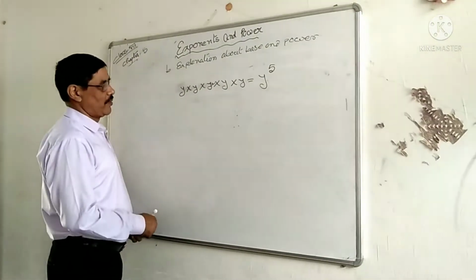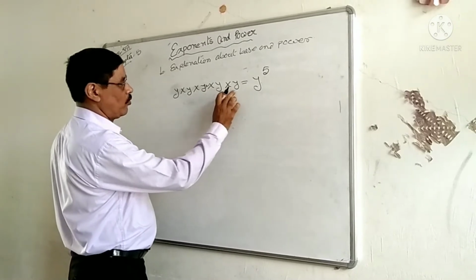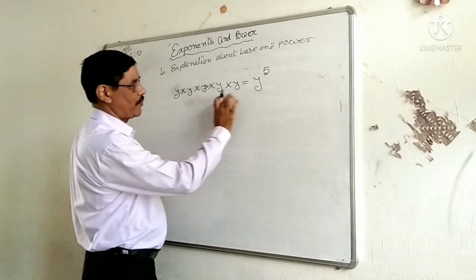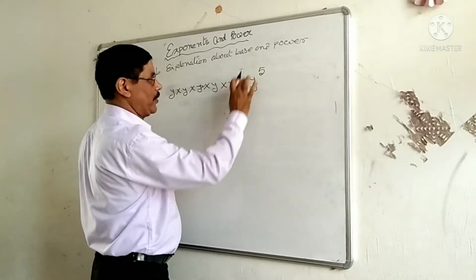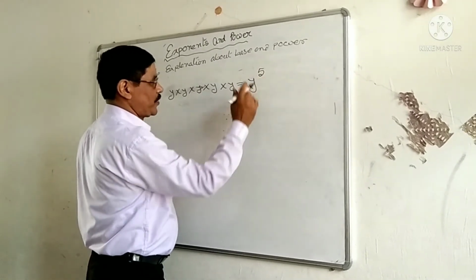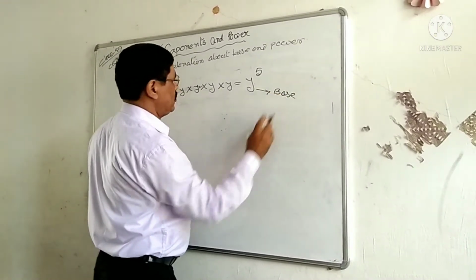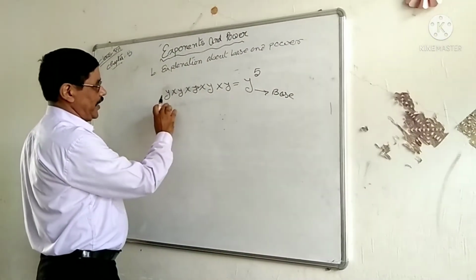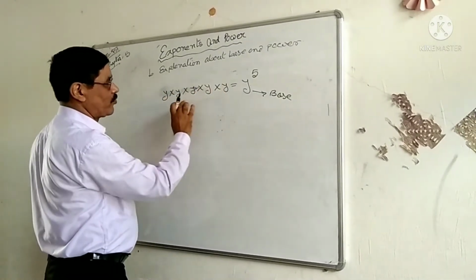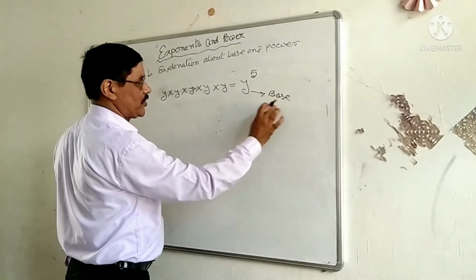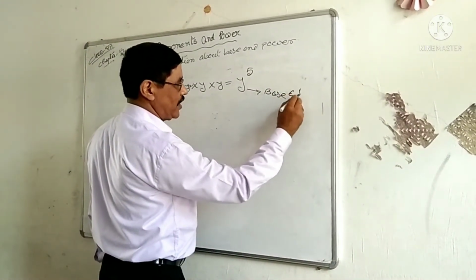Next topic, explanation about base and power. Let us take one example. Suppose y into y into y into y into y is multiplied here 5 times. So this can be written as y to the power 5. Now in this expression, y is known as the base. In any expression, the term which is repeated will be known as the base of the expression. You remember it? And this base must be a real number.